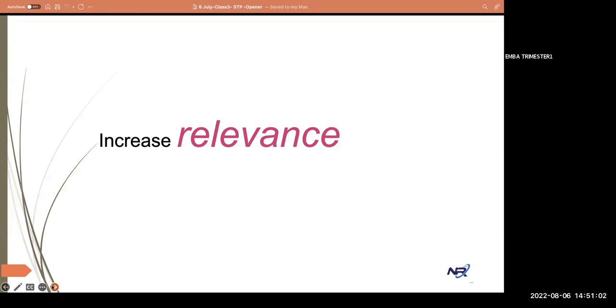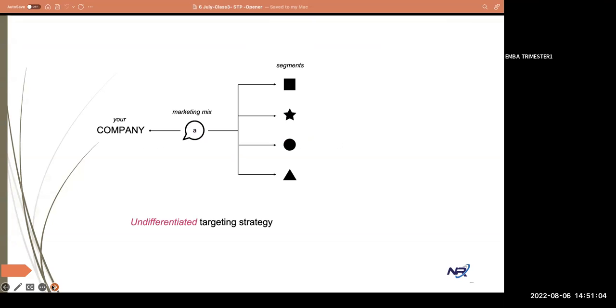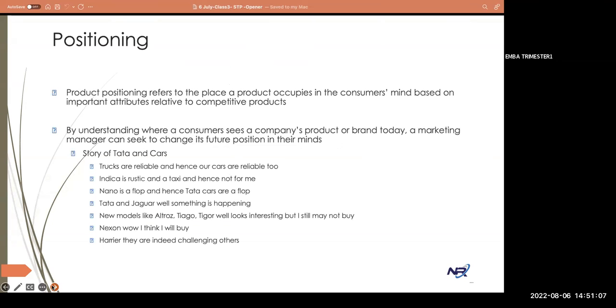I had something to give you guys to talk about. Let's finish positioning, and then that will finish segmentation, targeting, and positioning. So what is positioning? Positioning is what is in your mind. Remember the word: every time the word positioning comes up, it's what's in your mind.